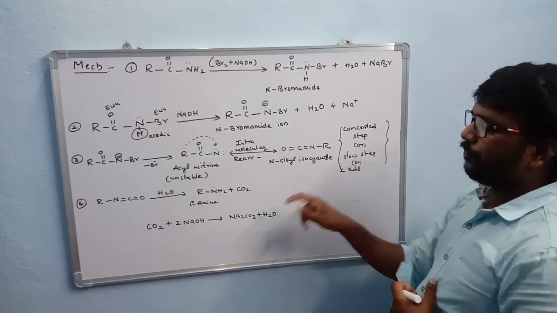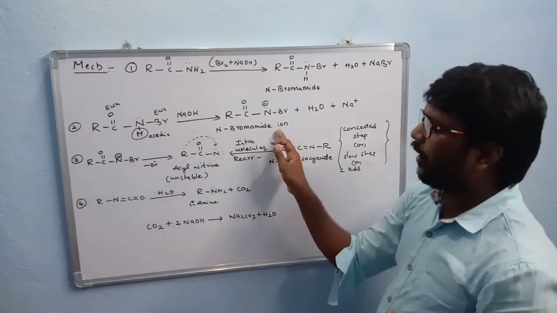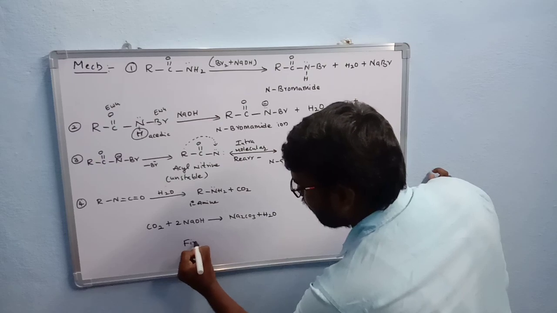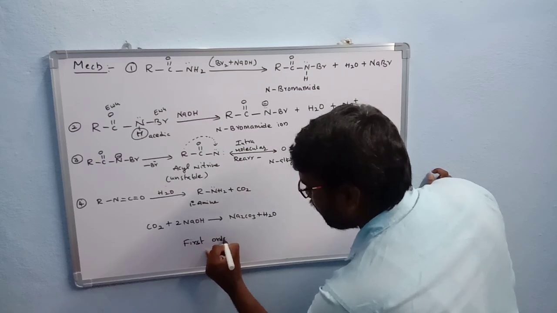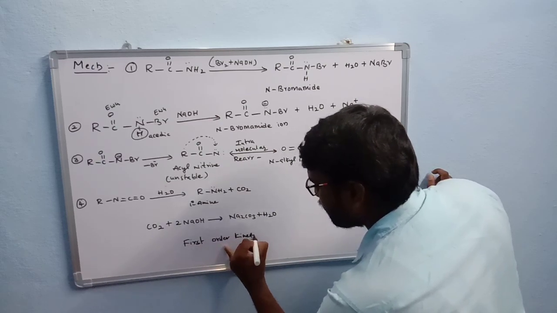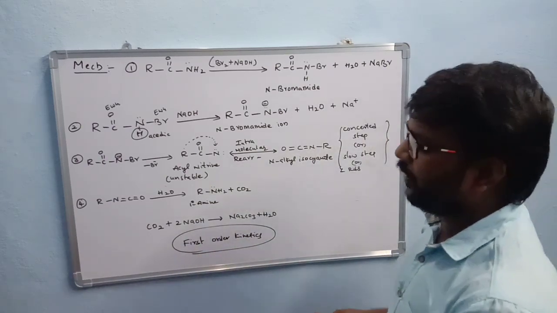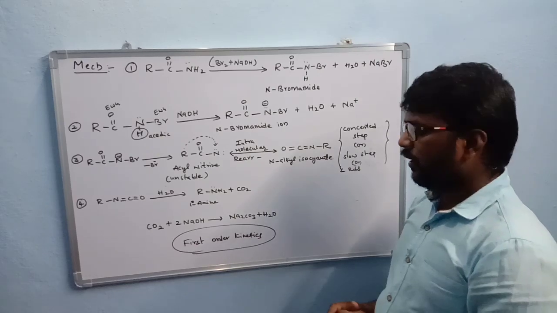And in the third step only the N-bromamide ion participates. It is the slow step. In the slow step only one reactant participates. That's why it is first order kinetics. So the Hoffman bromamide reaction, or Hoffman degradation reaction, follows first order kinetics.